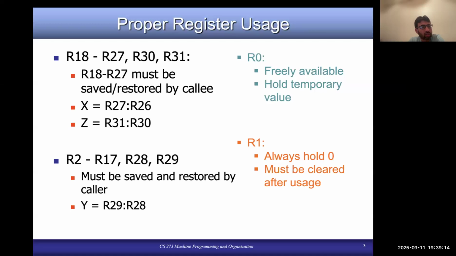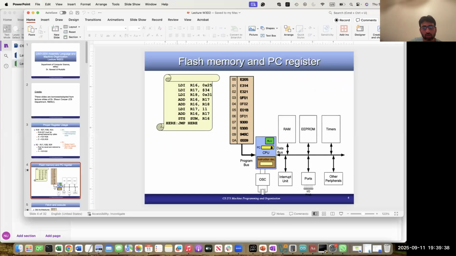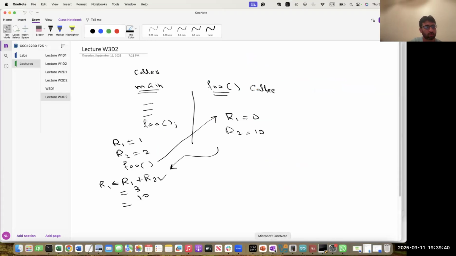So it is the job of the caller that if the caller is using any of these registers R2 to R17 to hold some temporary values which it wants to use in future after making the function call, it's its responsibility to store their values in the memory, and then when the control comes back from the function call, to restore their values from the memory. Again, let me go back to the example.